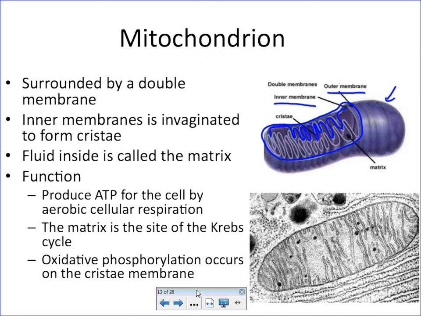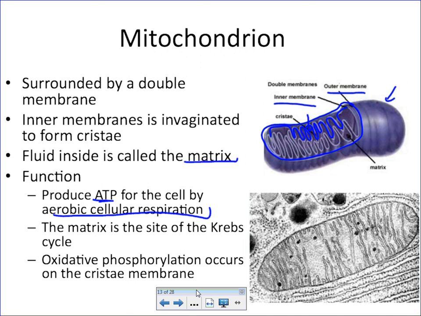And then within the cristae itself, or just outside of those folds, is a fluid referred to as the matrix of the mitochondria. The function of the mitochondria then is to produce ATP for the cell by a process referred to as cellular respiration, and in particular aerobic cellular respiration.